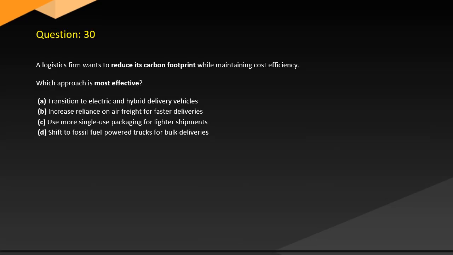Question 30. A logistics firm wants to reduce its carbon footprint while maintaining cost efficiency. Which approach is most effective? A. Transition to electric and hybrid delivery vehicles. B. Increase reliance on air freight for faster deliveries. C. Use more single-use packaging for lighter shipments. D. Shift to fossil fuel-powered trucks for bulk deliveries.